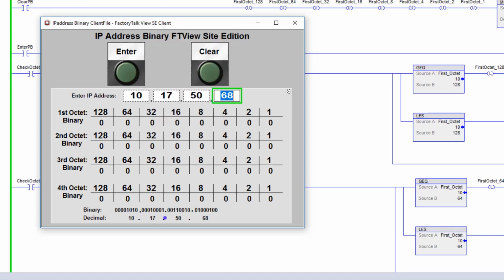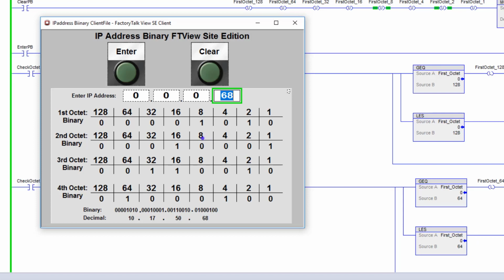That loads in at the very bottom so we can keep track of it while we talk about it, right? So then we're going to actually calculate that. Now the first one, again, we've talked about this before. 10 is going to be 8 and 2, so 0, 0, 0, 0, 1, 0, 1, 0. All right, the second octet is going to be 17, which comes down here to 16. 17 is equal to or greater than 16, and then you come in here, that's a 1.